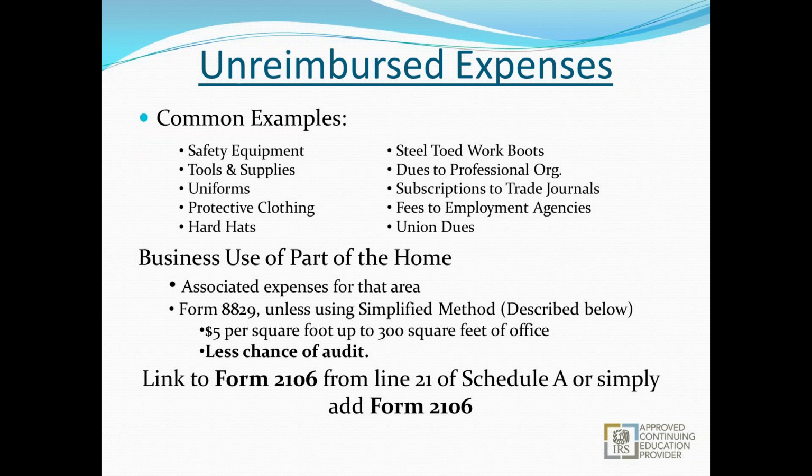So if you do have somebody that has an office and you don't know whether they're going to make it, you're totally allowed by the rules to just do $5 per square foot up to 300 square feet. What they found was every time they took it to court and had it challenged, that's about how much money people were spending per square foot of actual money to maintain that for business purposes. That's going to go on that 2106 from line 21 of the Schedule A, or you can simply go to the forms list and add a 2106 right to the return and fill it out, and it'll pretty much go wherever you need it to.